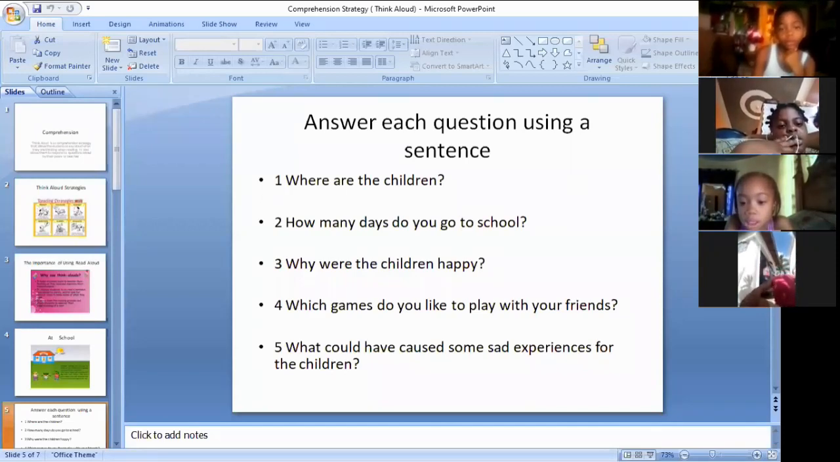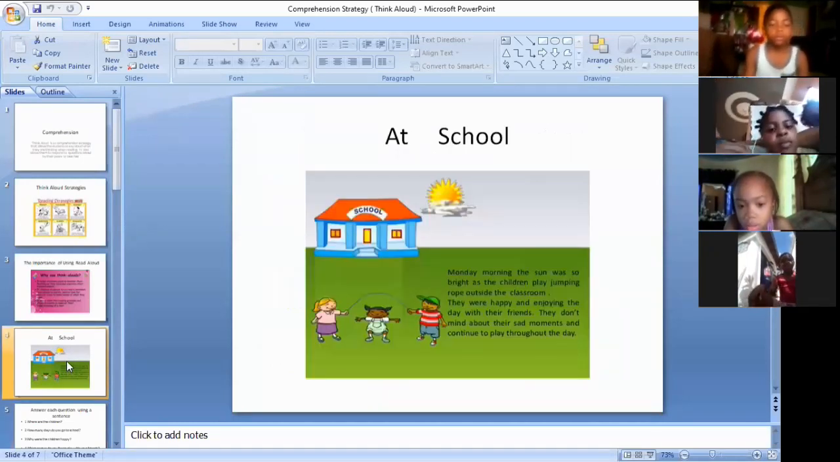Very good. So you see, when we discuss a story, we think about it. Some people came in late. We discussed this story at school.